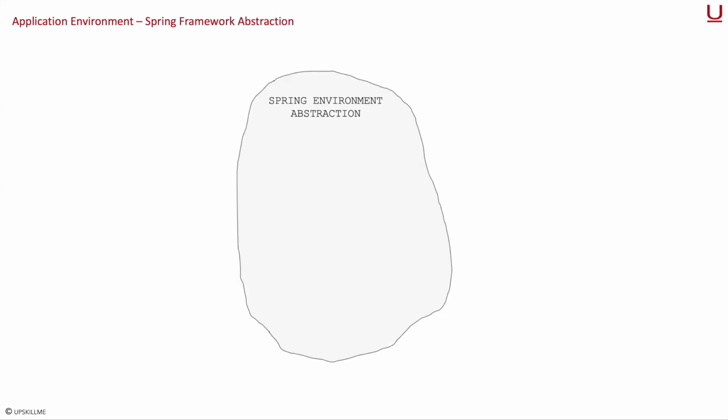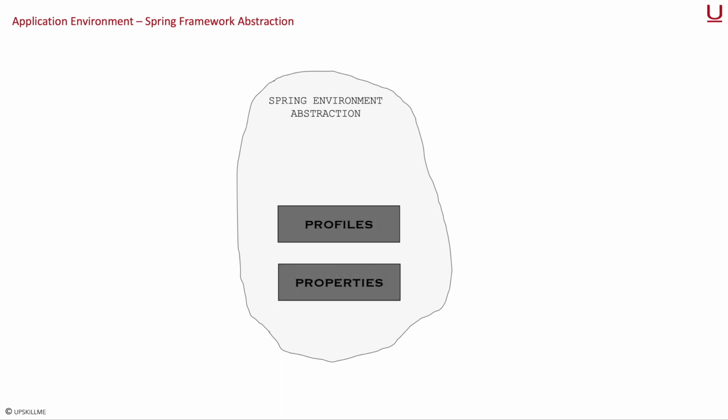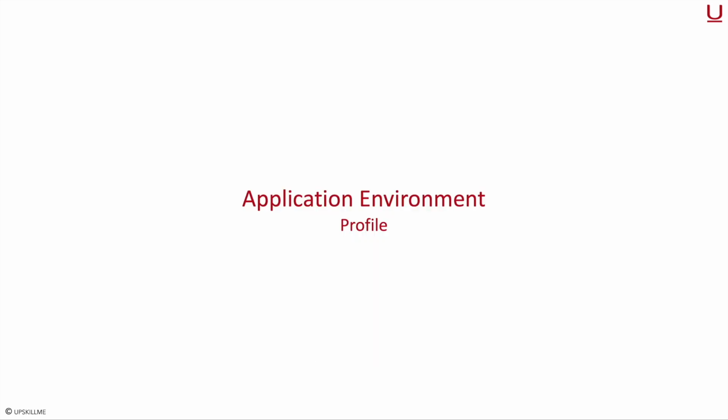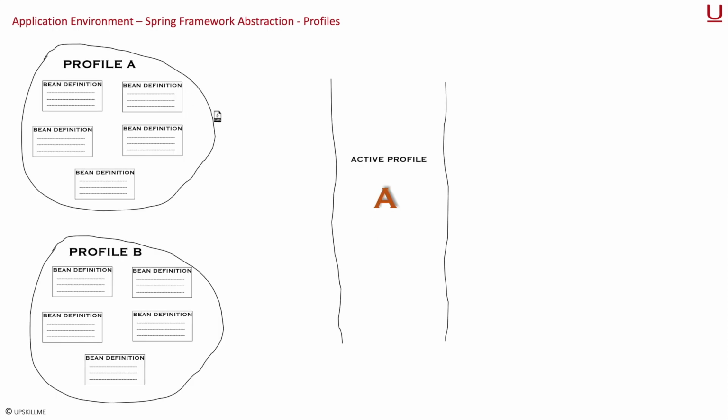Spring Framework has an environment abstraction which models two key aspects of the application environment: profiles and properties. Let us have a look at both of them in detail. First, let us understand profiles. A profile is a named logical group of bean definitions to be registered with the container only if the given profile is active. As we can see, profile A is active, so profile B definitions are not registered with the container.